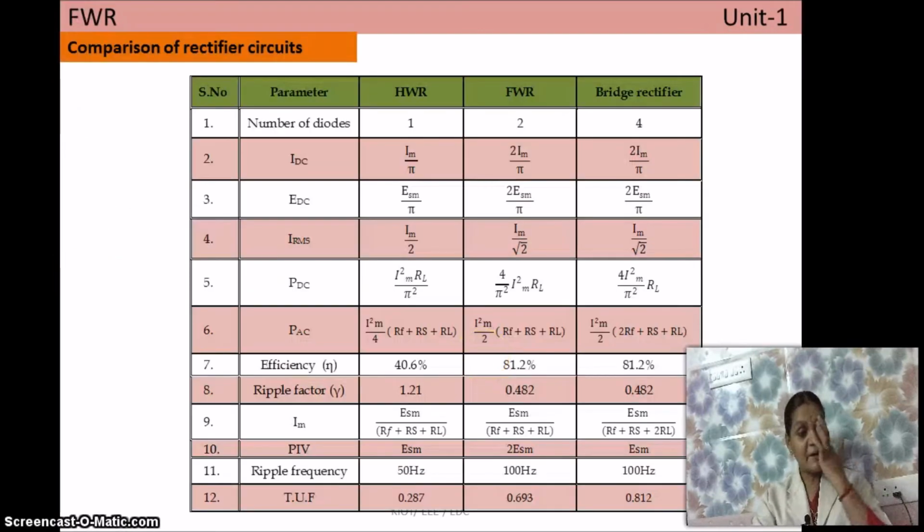And this is the comparison table for all the 3 rectifiers. So what are all the parameters we have derived? So this is the consolidation. So this will be easy for you to remember.